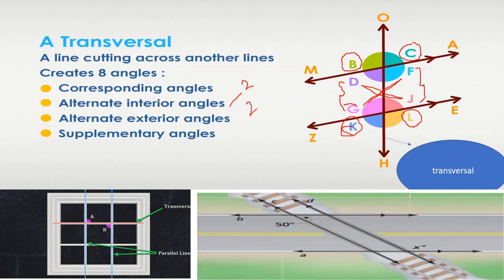So totally there are four pairs of alternate interior and exterior angles, that is, alternate angles. In general you can say they are alternate angles: two pairs of alternate interior and two pairs of alternate exterior angles.